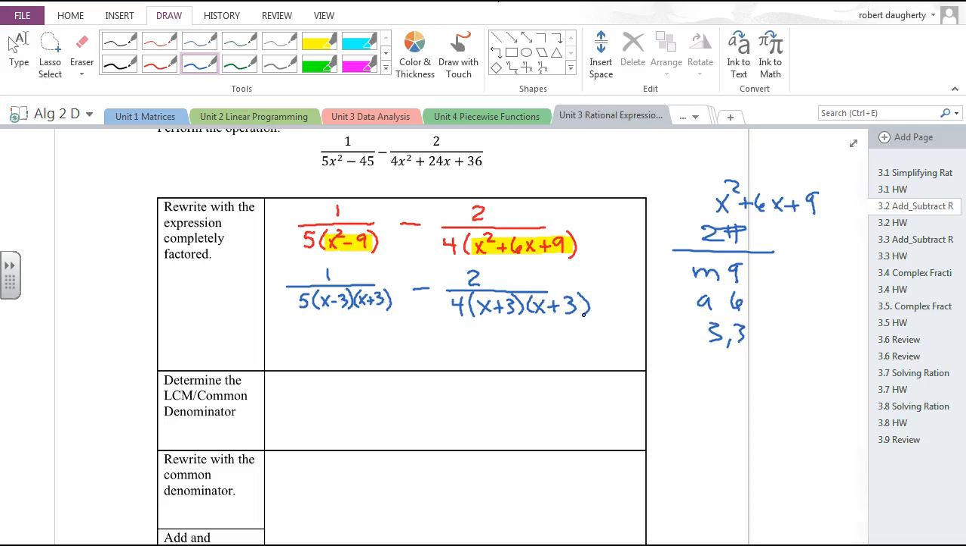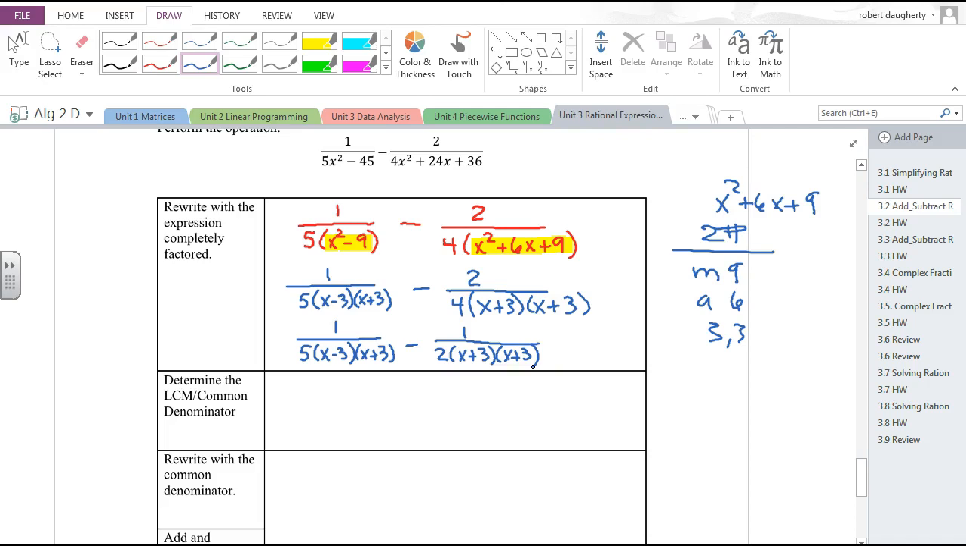Now, I can do a little bit more simplification. What is 2 divided by 4? That's just 1/2, right? So I can write this as 1 over 5, x minus 3, x plus 3, minus 1 over 2, x plus 3, x plus 3. That is completely factored.